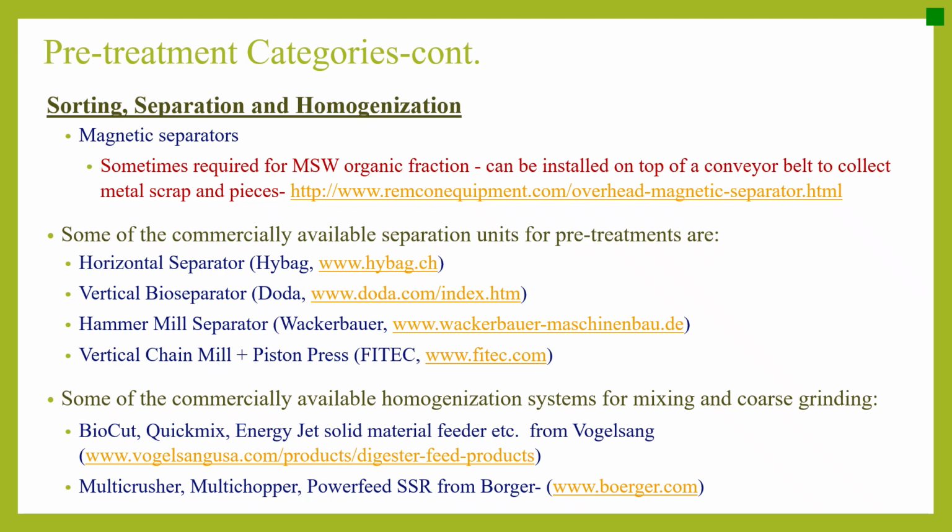And some of the other commercially available separation units for pretreatments are horizontal separator by Highbag, vertical bioseparator by Doda, hammer mill separator from Walker Power, vertical chain mill plus piston press by Phytech. Some of the commercially available homogenization systems for mixing and coarse grinding are BioCat, QuickMix, EnergyJet solid material feeder, etc. from Vogelsang, and multi-crusher, multi-chopper, power feed SSR from Börger.